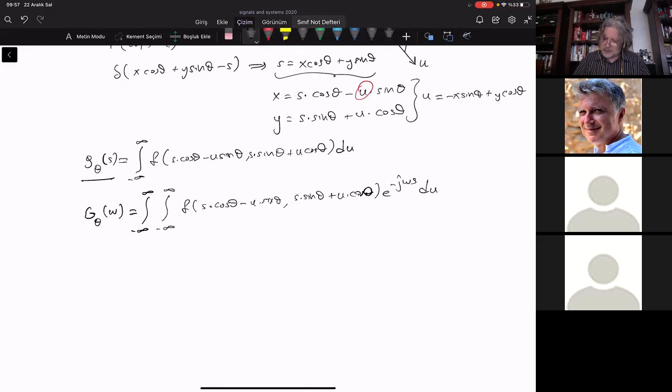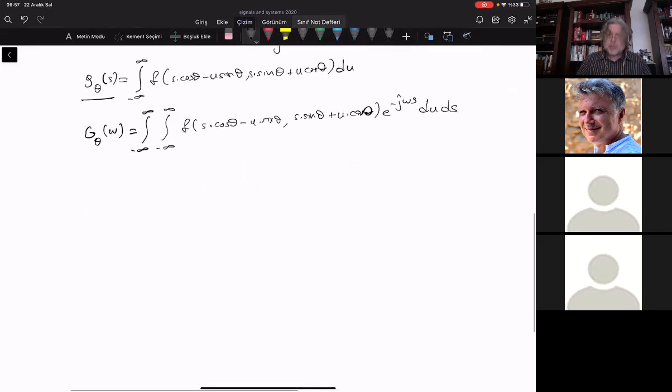du was the previous integration increment, and ds is now the new integration increment. Okay, now I will roll back from this equation to the xy equation, and that's going to be a little bit tricky.